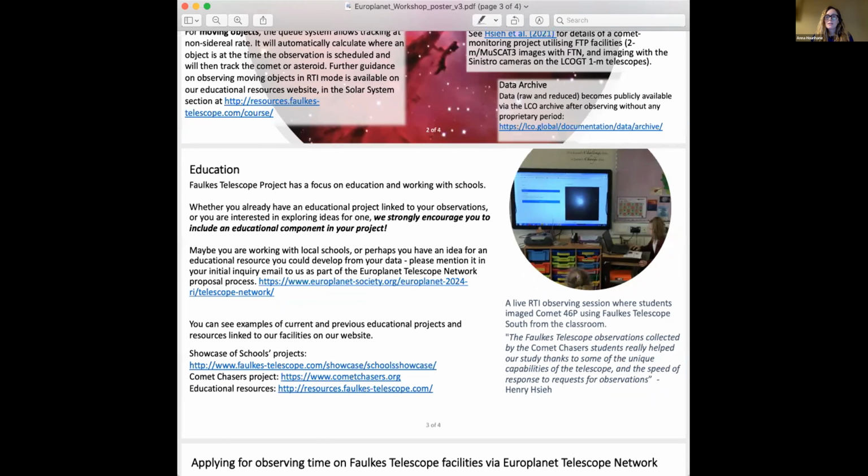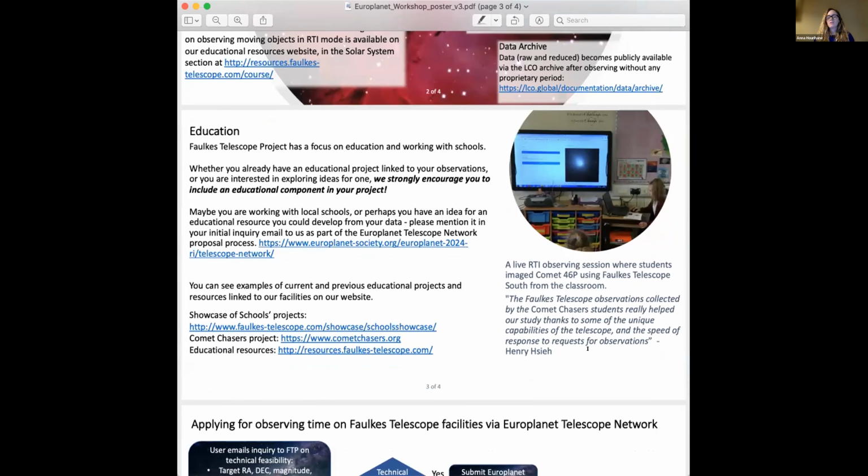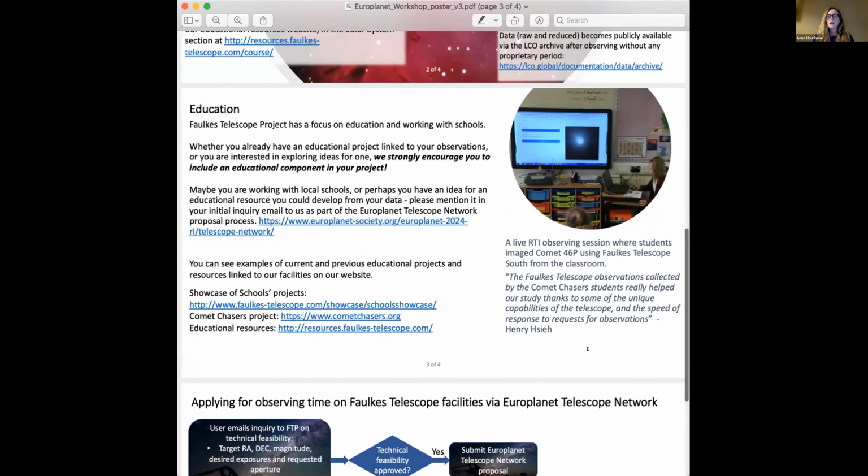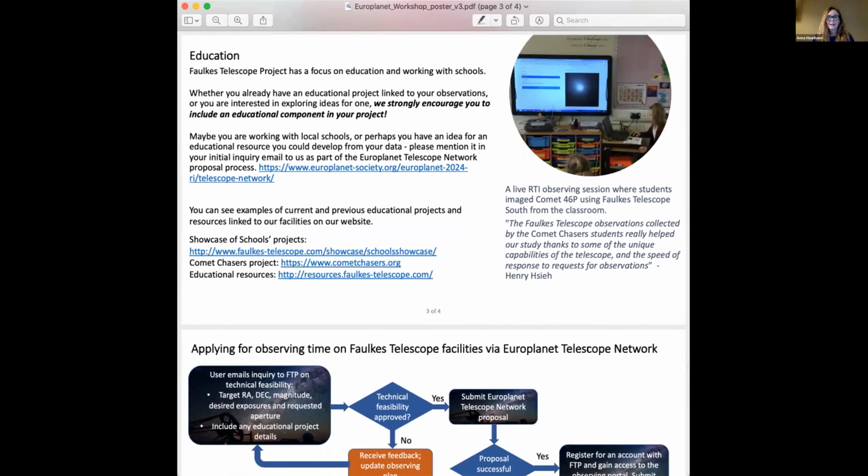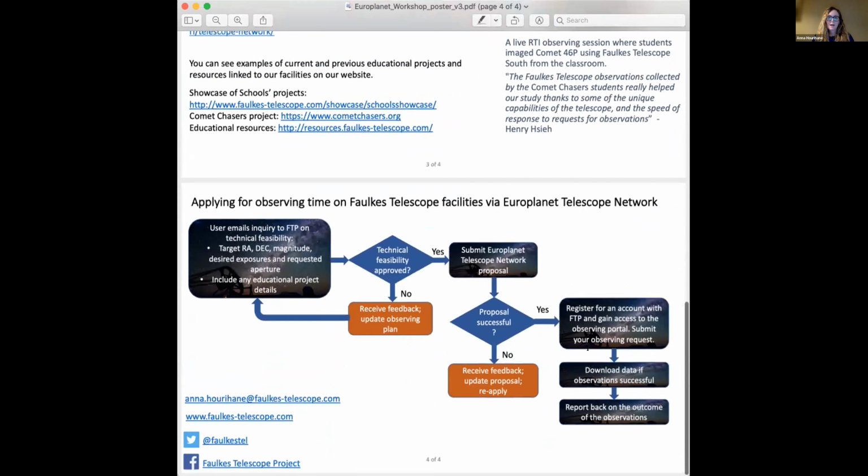And you can see here some observations being taken from the classroom with the real-time observing mode. And that was a fun project for students to get involved in and contribute to real science and get credited on the paper as well. So finally, here's a flowchart of the basic process for applying, which you've just heard about in the last talk of the session.